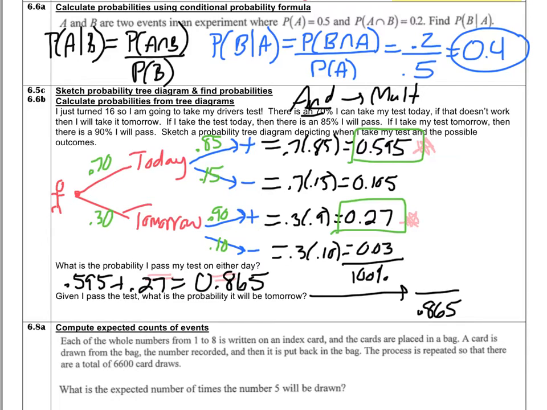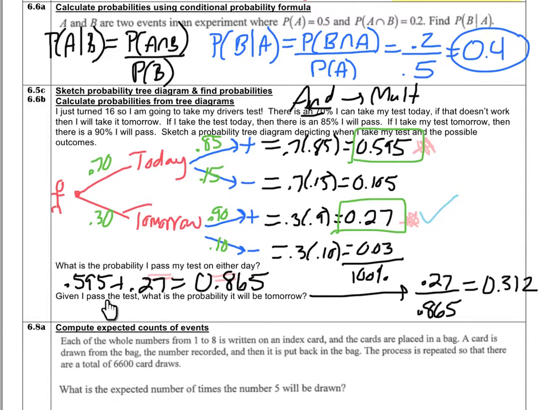Now it says here, what is the probability it will be tomorrow that I pass? So when you look back over here, the one number that deals with tomorrow is the 0.27. So that's what goes on the top, the 0.27. When you simplify this fraction, you're going to get about a 31.2% chance that, given I pass the test, it actually happens tomorrow. So tomorrow, it's a 31.2% chance it happens, is the answer.